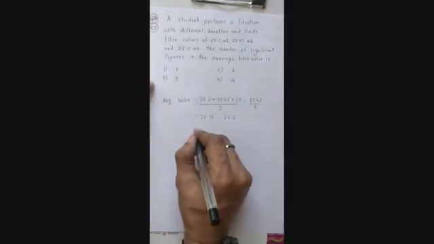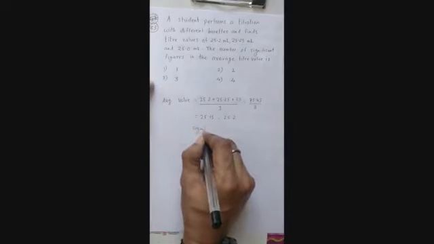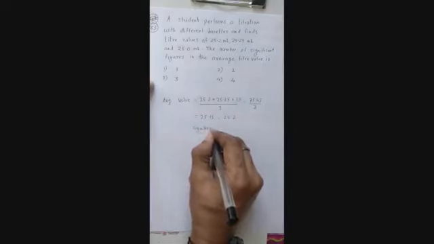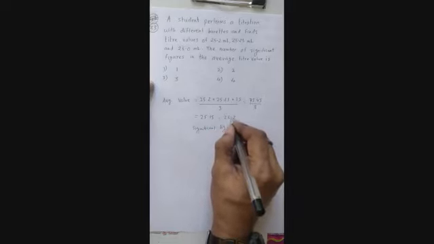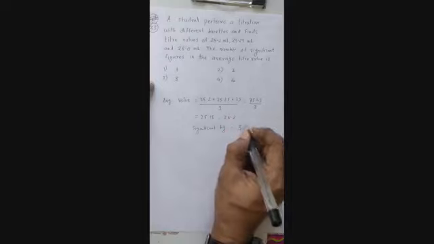Therefore, the significant figures, how many significant figures here considering all this is 3. Your answer is option 3. Let us see next question.